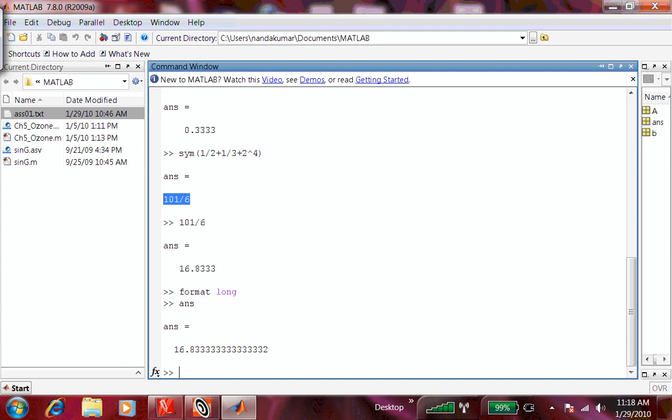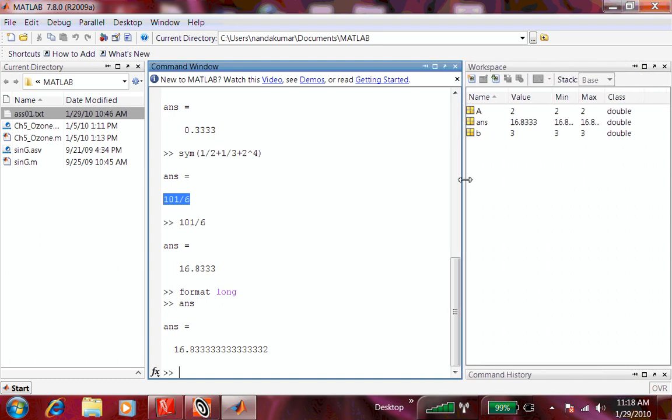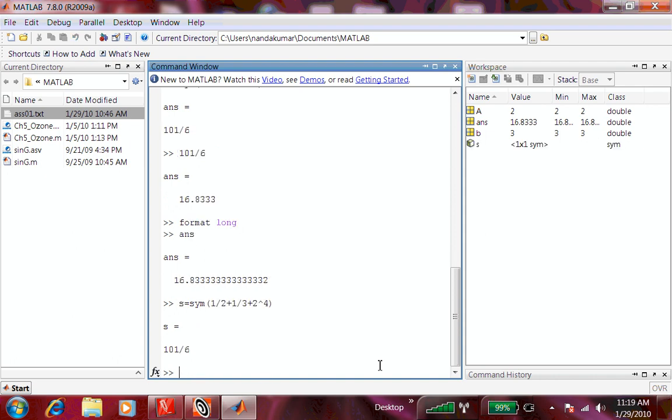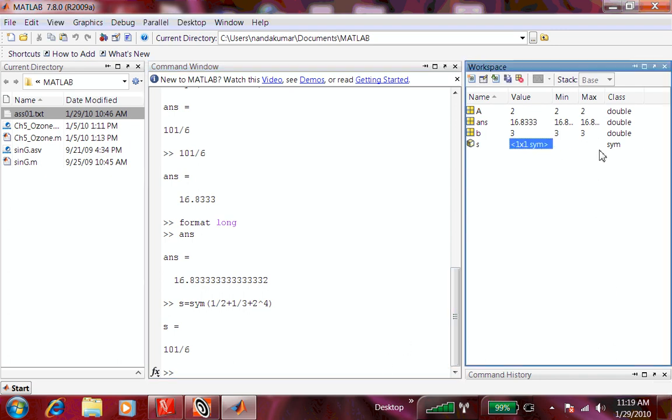So let me just show another difference between the way that you can tell whether it's a symbol or a number. Remember, workspace variables all appear on the right-hand side. So if I do S equals this, I'm calculating the symbol and putting it in a new variable S. Now S is treated as a symbol. Its attribute, if you look at it on the right-hand side, S is the label of sim.